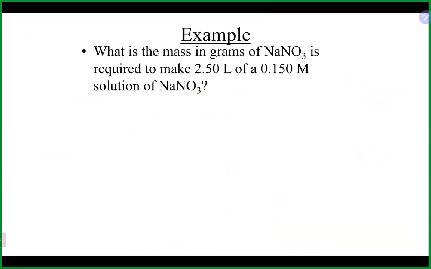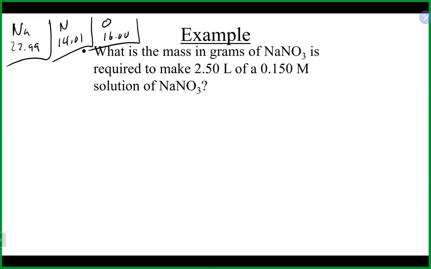What is the mass in grams of sodium nitrate that's required to make 2.5 liters of a 0.15 molar solution of sodium nitrate? Sodium is 22.99. Nitrogen is 14.01. And oxygen is 16. All right, so take a few minutes there, see what you come up with. Look for how many grams of sodium nitrate is needed here.